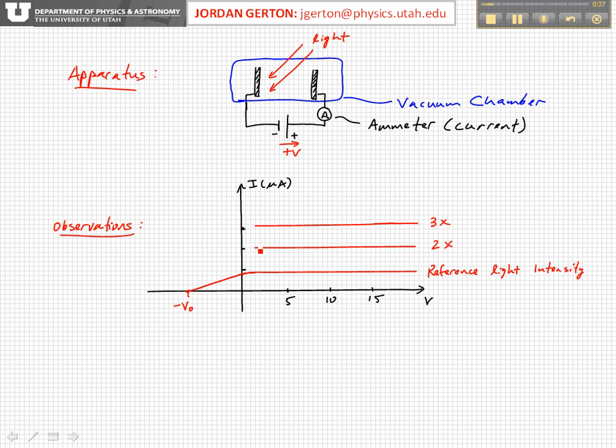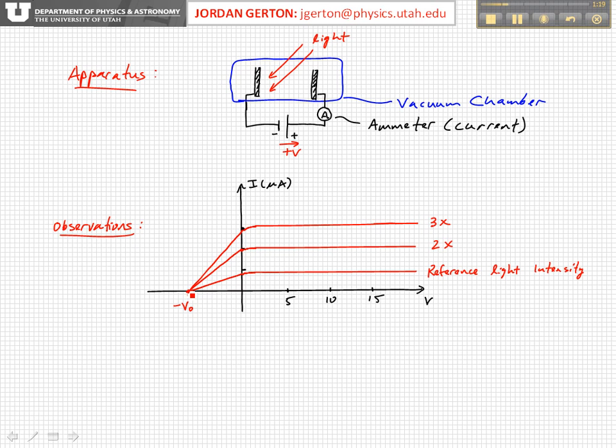And furthermore, they saw that for any intensity, the photocurrent would essentially turn off below a particular negative voltage, negative V naught, which I've indicated here. So basically, no matter how much intensity they shined on this one electrode here, they could turn off the photocurrent at a particular voltage, which is independent of the intensity.